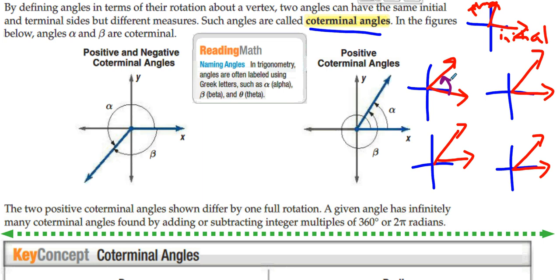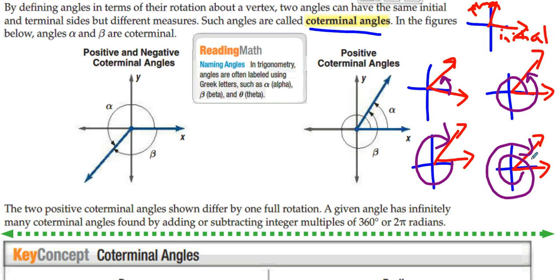A second angle might have this same initial side and do a complete revolution and then go over to that terminal side. So kind of adding either 360 or 2 pi, depending on whether you're working in radians or degrees. Another way might be to have that negative angle, which is less than one full revolution again. And another possibility would be to do a negative revolution and then to that terminal side. So a negative angle in these last two, and where we've subtracted an extra kind of 360 as we go. And sometimes we call these angles alpha and beta, just to let you know that.